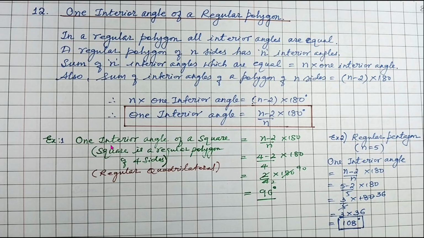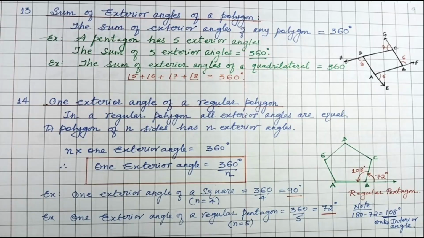Now let us take an example. If we take a square, which is a regular polygon, the number of sides in a square is 4. (n minus 2) by n into 180 becomes (4 minus 2) by 4 into 180, that is 4 minus 2 is 2, 2 by 4 into 180 is 90 degrees. Therefore one interior angle of a square, which has 4 sides, is 90 degrees. Now if it is a pentagon, n is equal to 5, one interior angle is equal to (n minus 2) by n into 180, (5 minus 2) by 5 into 180, that is 3 by 5 into 180, and that is 108 degrees. So that is how we can find out one interior angle of a regular polygon by knowing the relation (n minus 2) by n into 180 degrees.